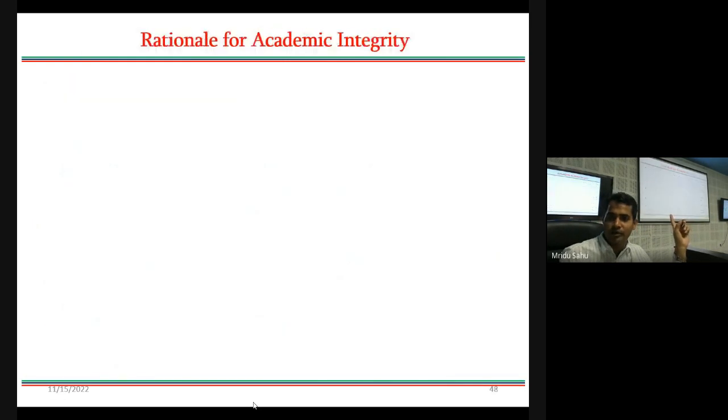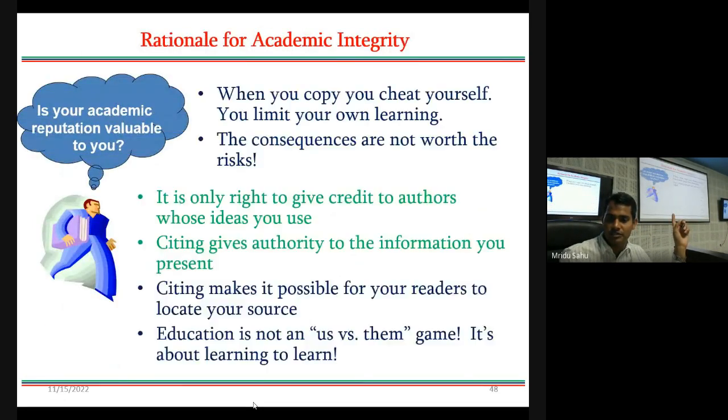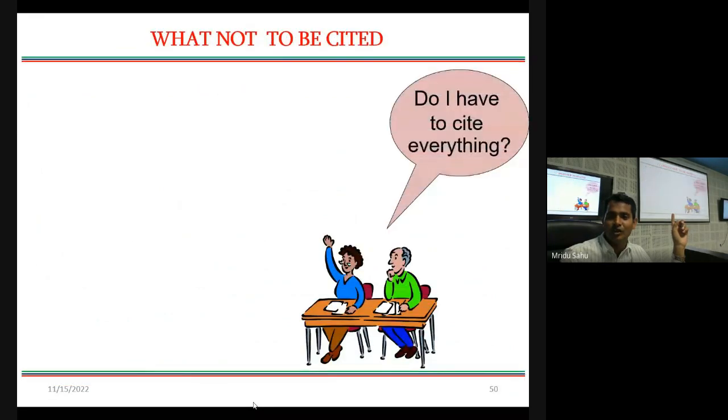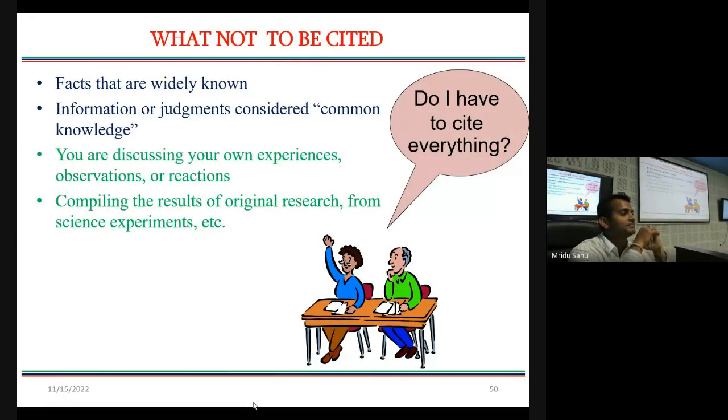Another important point, and with this I'll summarize this session, is what not to be cited. Is it important to cite each and everything just to avoid plagiarism? No, there are certain things that need not be cited. Those things are facts that are widely known. Information or judgment considered common knowledge, you need not cite. In your domain, there are things well known to everyone. You need not cite the inventor. It's a patent, 20 साल बाद patent भी open हो जाता है. You can use that patent in a similar manner.